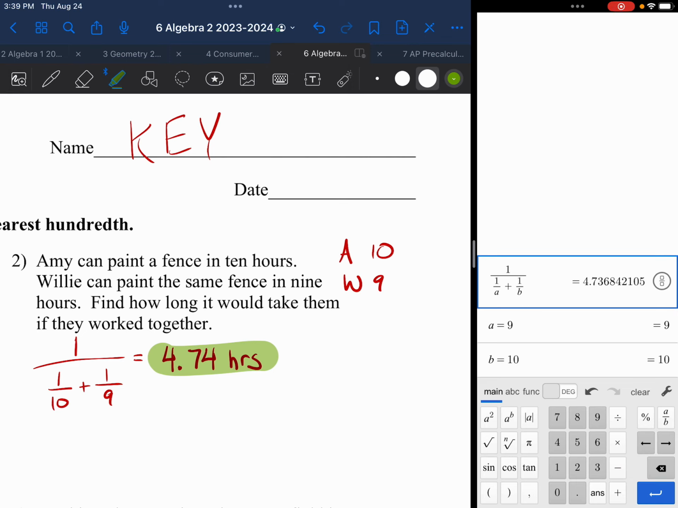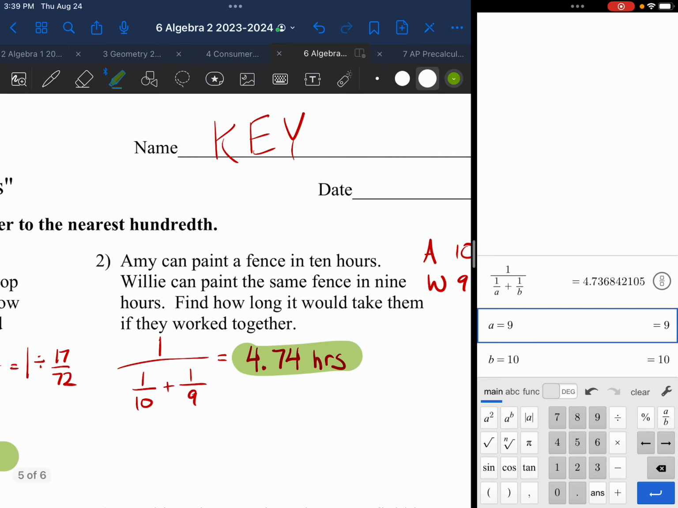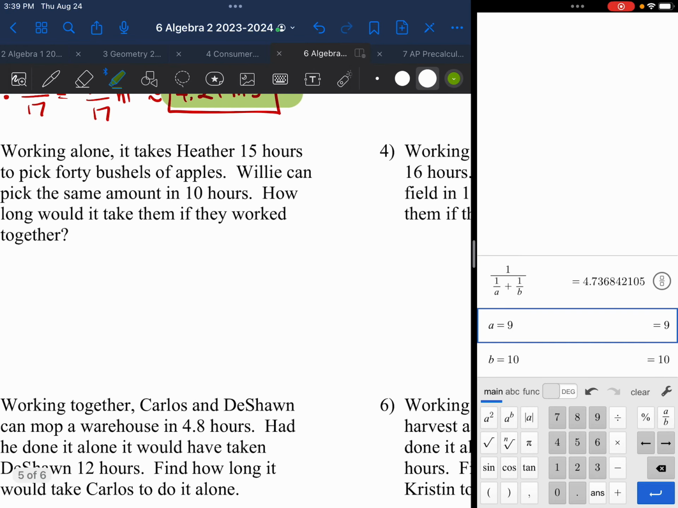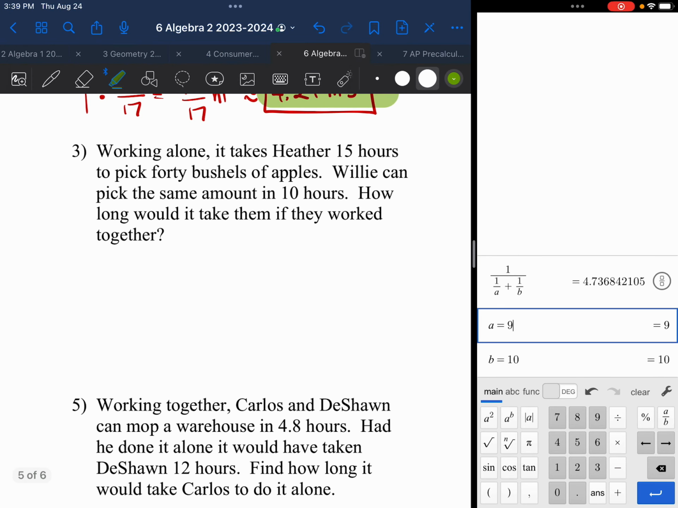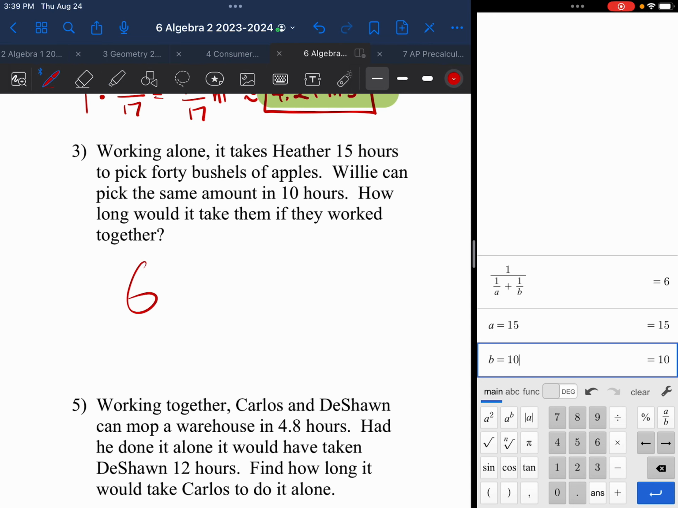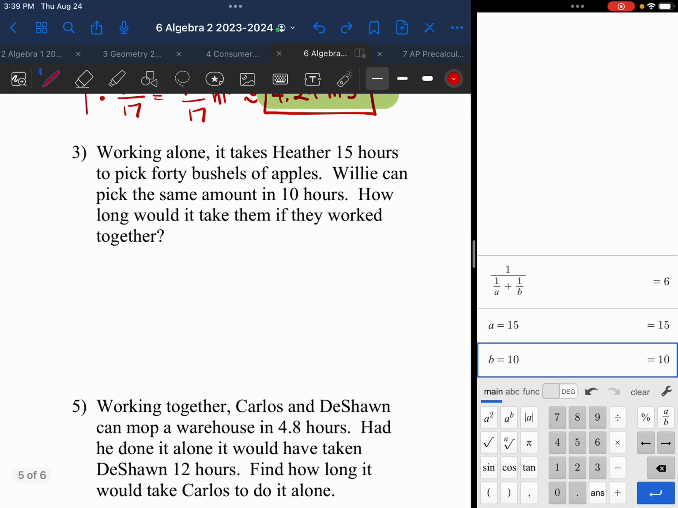And now I have a functioning calculator here, and watch how quick this is for number 3, because it's the same formula over and over again. One of the numbers is 15, so I'm going to type in 15 for one of the numbers, and the other number is 10. Oh, the answer is 6. Done. Oop, that's a highlighter. Haha. The answer is 6. Okay, but what work do you need to show? You need to show the formula. It's going to be 1 over 15 plus 1 over 10, and that should be equal to 6.